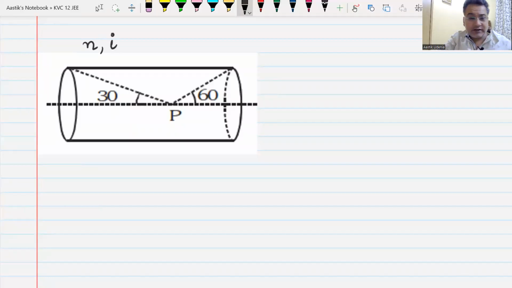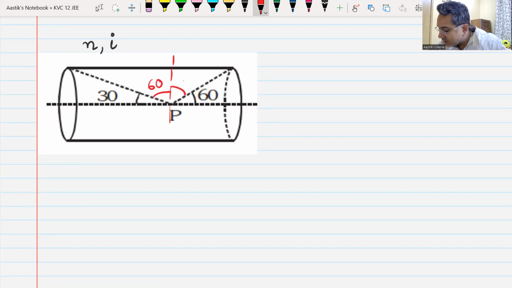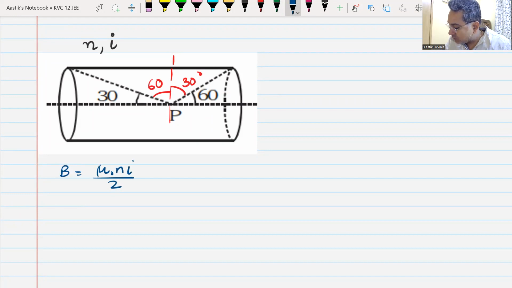Mu naught N I times (1 plus root 3) by 4. That happens to be the correct answer. I just have to draw a perpendicular. This angle would be 60 and this angle would be 30. Yes or no? Yes, sir. The magnetic field is simply mu naught N I by 2. Sine of 60 is root 3 by 2. Sine of 30 is 1 by 2. And this is your answer.